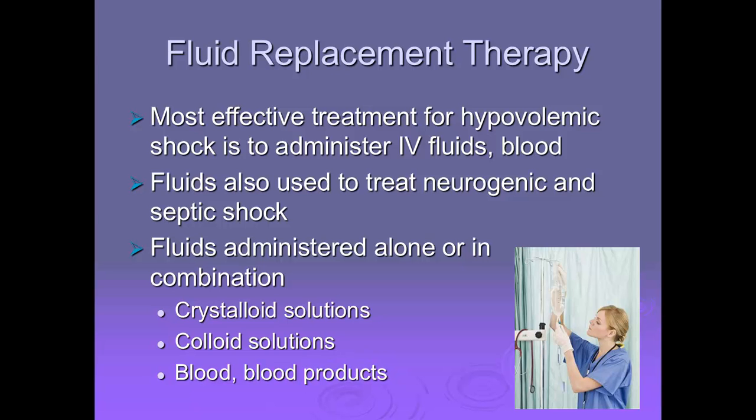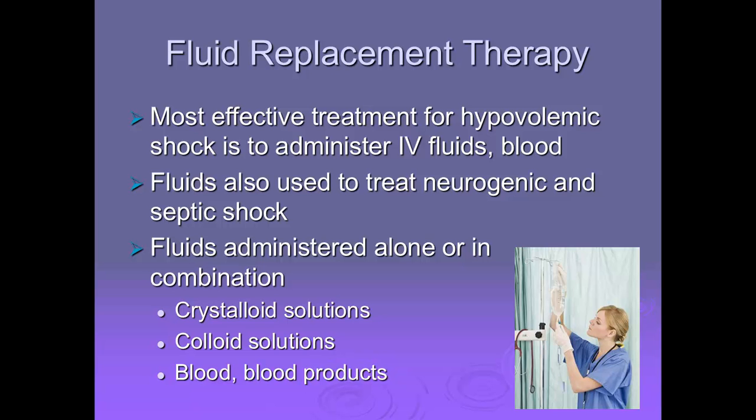Your crystalloid solutions and your colloid solutions are given to increase circulating blood volume and tissue perfusion. Your crystalloids can either be isotonic or hypotonic, and they can contain dextrose or electrolytes dissolved in water. There is potential for peripheral edema with use of these, so you have to be very careful when you're using those and monitor your patient carefully. Your lactated ringers and normal saline are fluids of choice to treat hypovolemic shock.